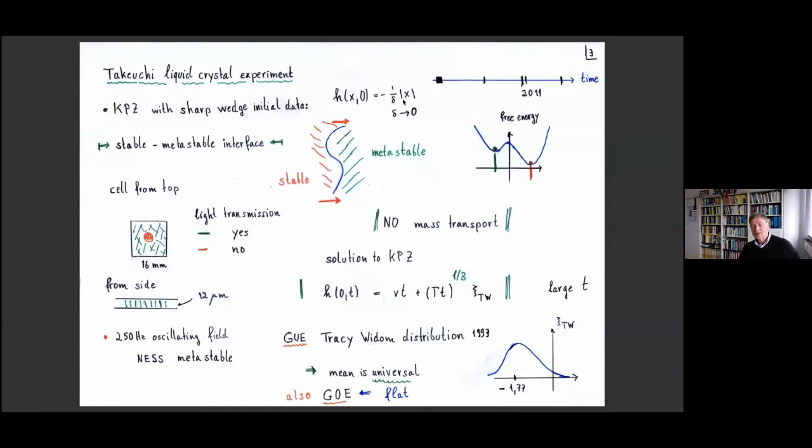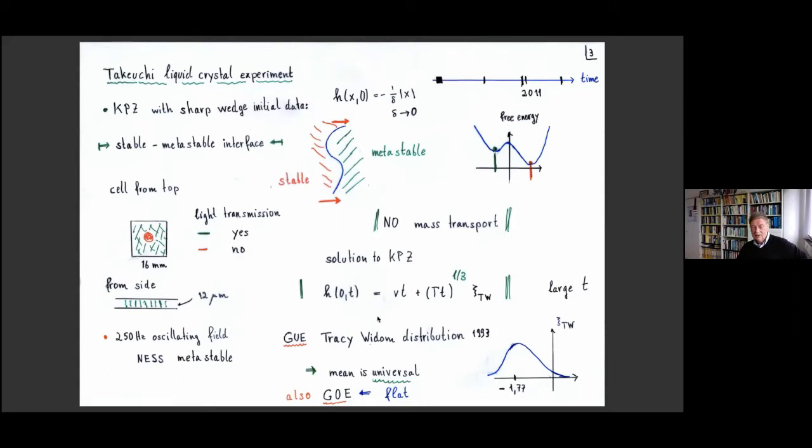So you should think of a sharp needle, which is then eventually expanding and looks like a growing parabola, okay? Now, one thing I want to point out, which was very surprising at the time, is that the mean is universal. If you learn statistical mechanics, you're always told about stuff like the mean, but here, that's not the case.